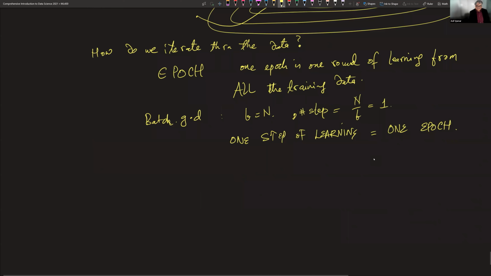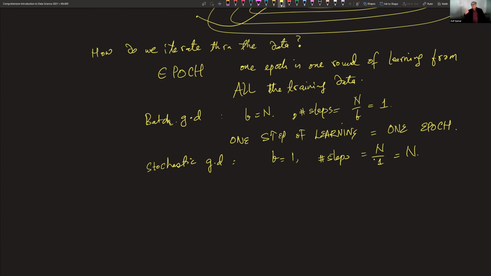on the other extreme, stochastic gradient descent, batch size is equal to 1. So number of steps is equal to N over 1 is equal to N, right? Because each step is learning from one data point, isn't it? So there are N steps per epoch. It's an obvious statement, isn't it? Epoch.